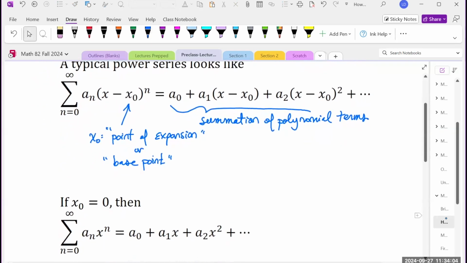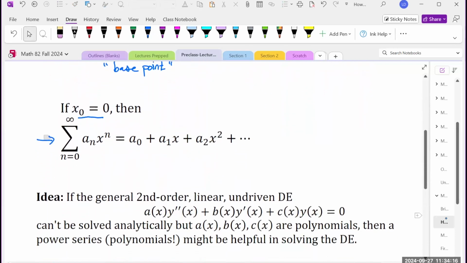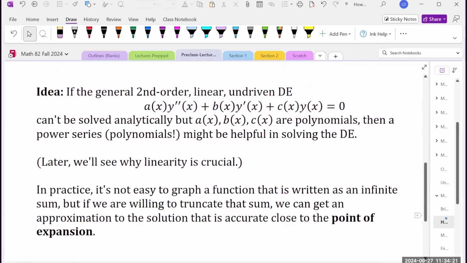Now, in the special case where x naught is 0, and this happens very often, then the power series collapses to something that looks like this. Now, here's the big idea. If the general second order linear undriven differential equation of this form cannot be solved analytically, but those non-constant coefficients are polynomials, then a power series, which basically is a large polynomial sum, might actually be helpful in figuring out how to solve that differential equation.